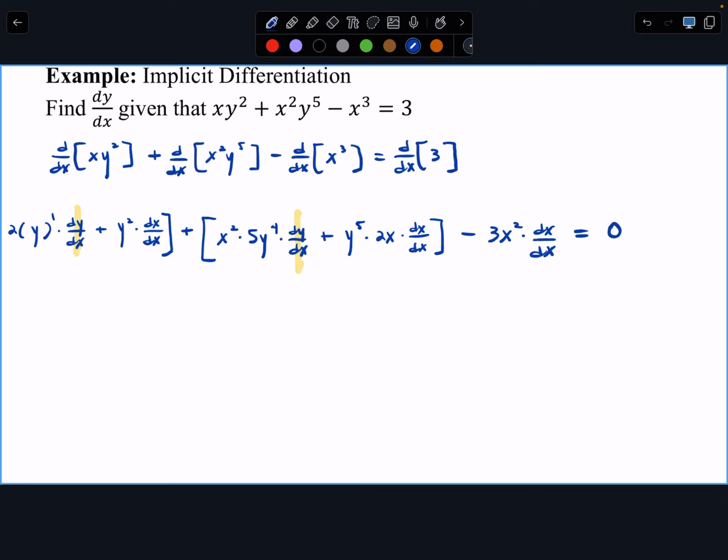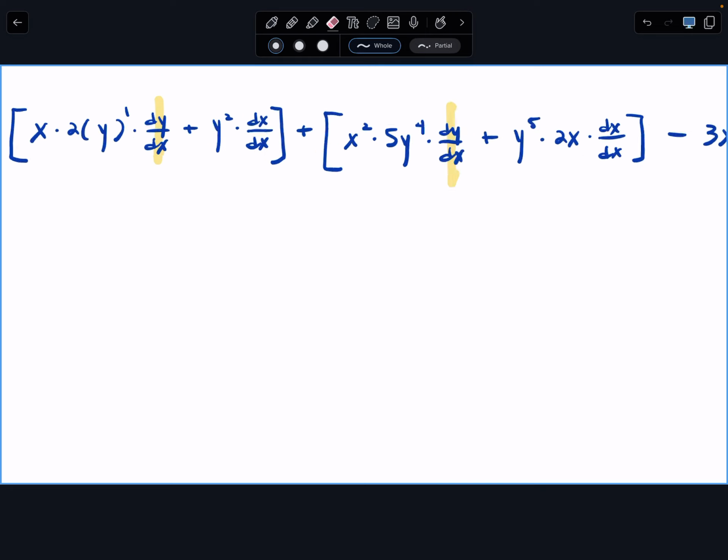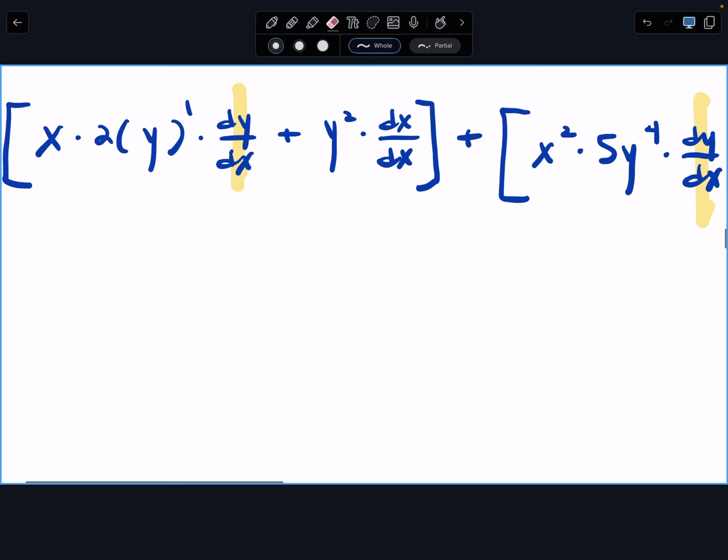Remember, multiplication is commutative. It doesn't matter the order your factors are in. I like to go in alphabetical order. Oh, like x first and then 2xy times dy over dx.